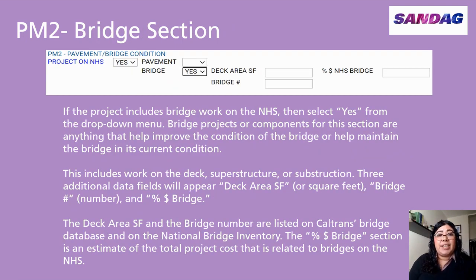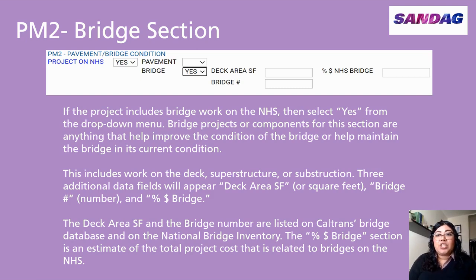Returning to the bridge section, if the project includes bridge work on the NHS, then select yes from the drop-down menu. Bridge projects or components of this section are anything that help improve the condition of the bridge or help maintain the bridge in its current condition. This includes work on the deck, superstructure, or substructure. Three additional data fields will appear: deck area SF, or square feet, bridge number, and % bridge.